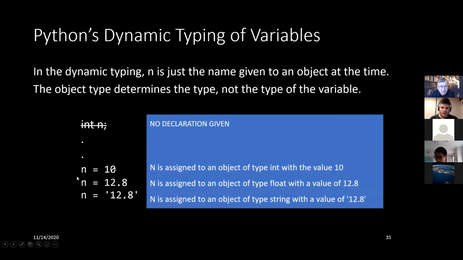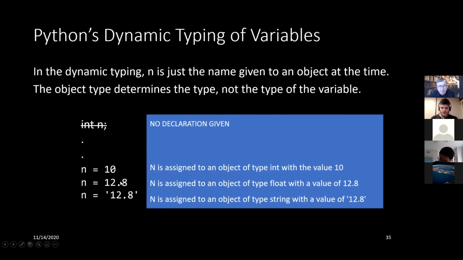So what is the type of n? It doesn't have a type, it's just a name. What does have a type? The values that are assigned to it. The current type of n depends on the current type of the value assigned to it. When it's assigned an integer, n is of type int. When it's assigned a float, now it's of type float. That's what's meant by dynamic typing.